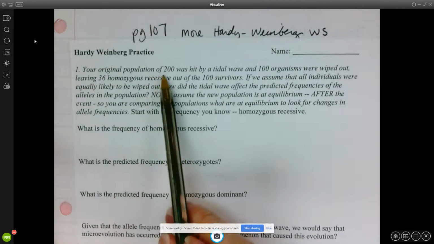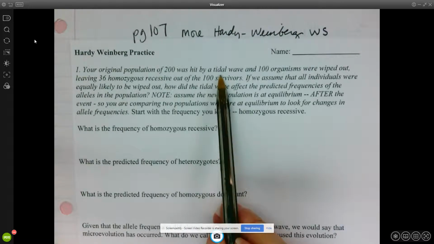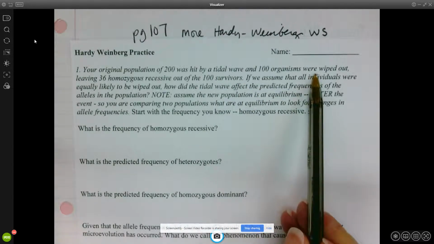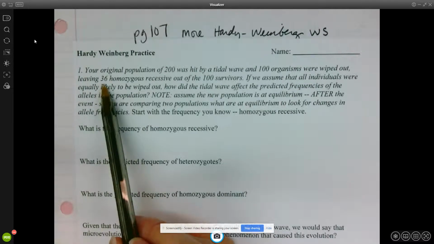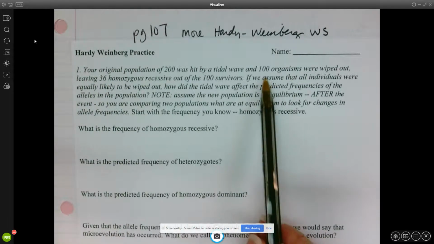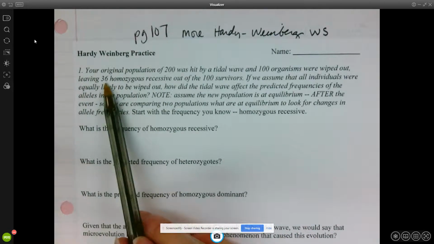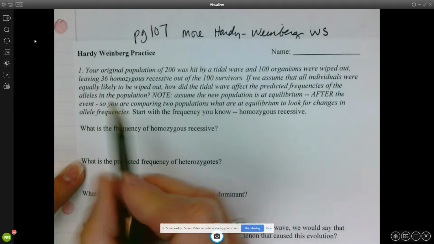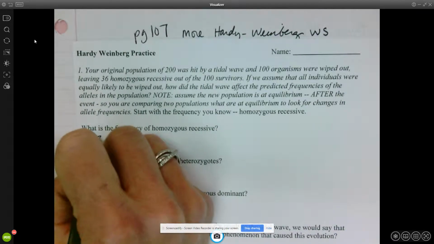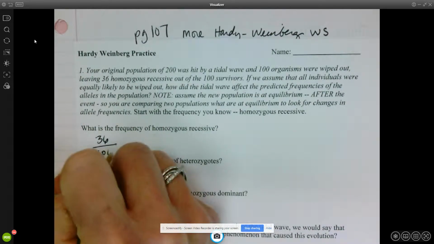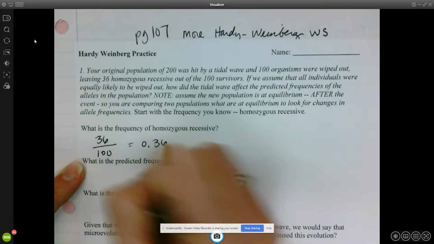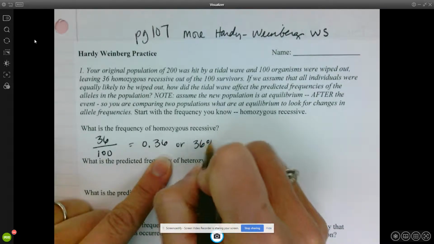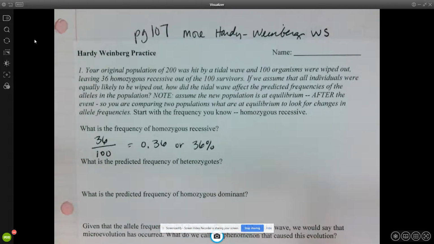So we have the original population was hit by a tidal wave. That will come in handy later. 100 organisms were wiped out. Now we have 100 survivors. Out of those 100 survivors, 36 are homozygous recessive. So homozygous recessive, we have 36 out of 100. You can convert that to a decimal, or you can say 36%, right? Either way, I'm going to stick with decimals.